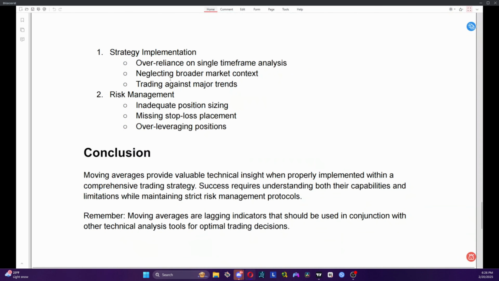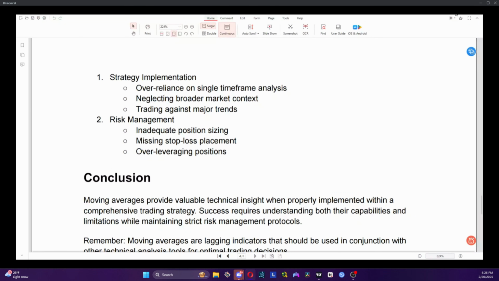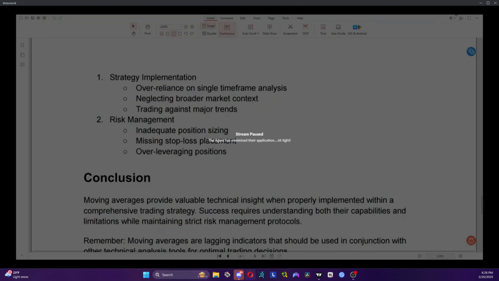I'm going to go ahead and close this PDF, and I'm now going to open up a chart. And I'm going to show you guys how to put EMAs on your screen and what are the indicators that I use for EMAs and SMAs.